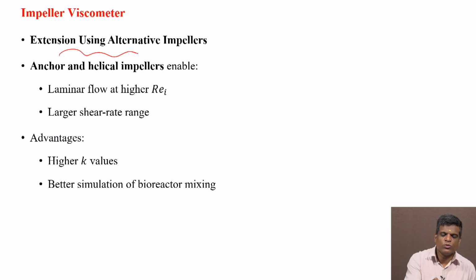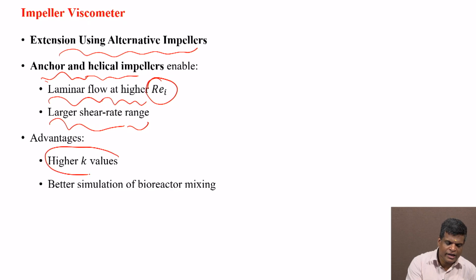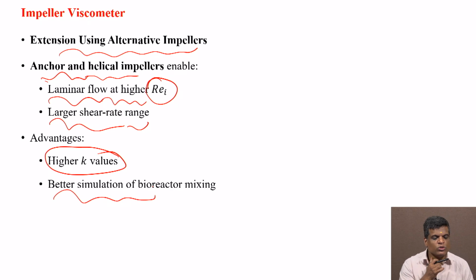What is the extension using alternative impellers? We can use other impellers, whether anchor or helical. When you use these, we get laminar flow at a higher Reynolds number. There is a limit, but with laminar flow at higher Reynolds number, we can work over a large shear rate range also. The advantage is higher K values, and better simulation of bioreactor mixing.